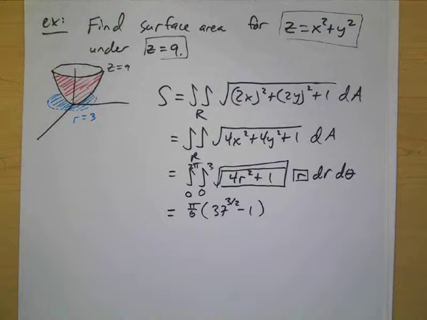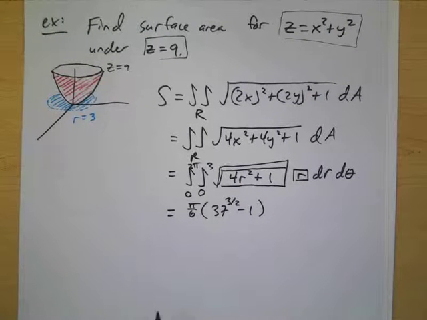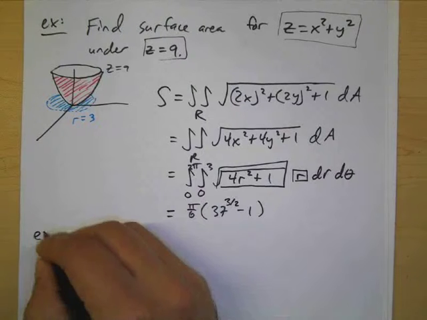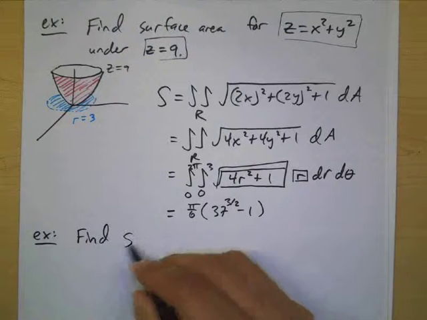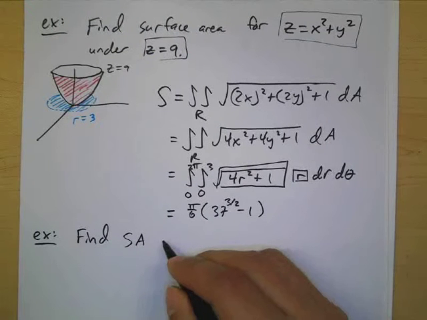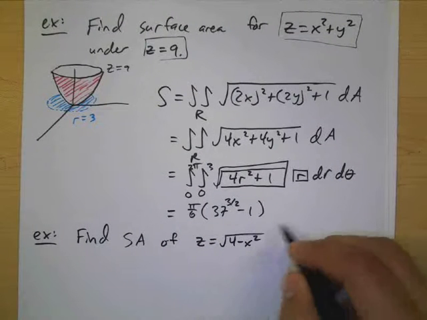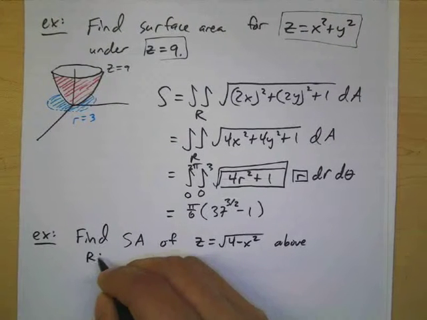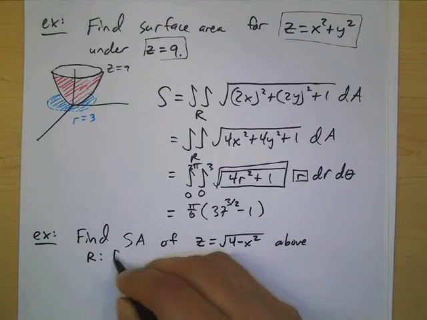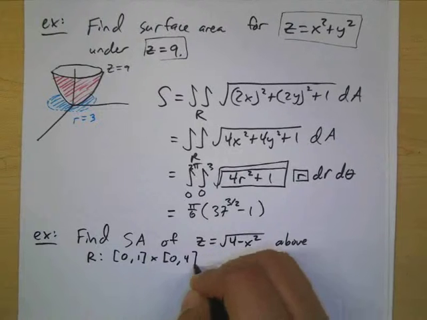Other questions? Okay, so again, we're going to focus on the setup. I will do the next one in detail since it might be worth doing one with the trig substitution. So let's go through that one. Let's say I want to find the surface area of z equals the square root of 4 minus x squared above the region R, where it's 0 to 1 by 0 to 4.